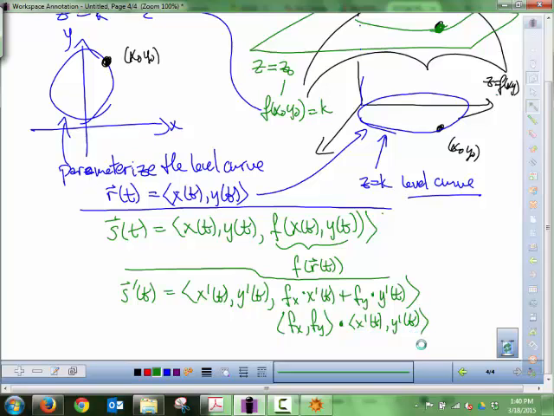Hey, what's the first one? What's the first one look like? The gradient. It looks like the gradient, doesn't it?